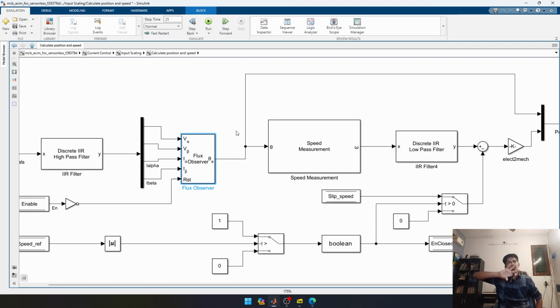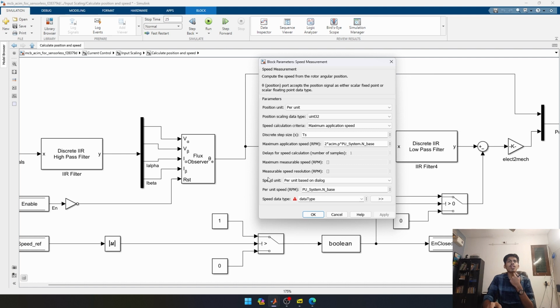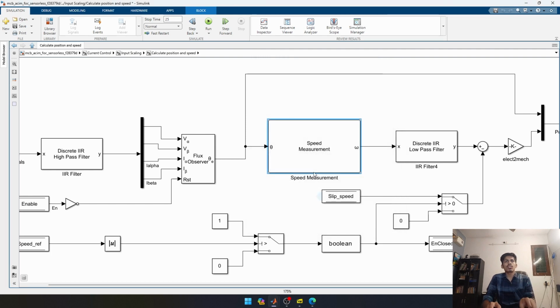If we know the position at every instant, we can calculate the speed: the rotor was here at this instant and here at this instant, and we know the time and position, so with this we can calculate the speed. That is what this speed measurement block is doing. This is also an inbuilt block. It takes parameters like maximum speed, time step, and system base speed, etc.